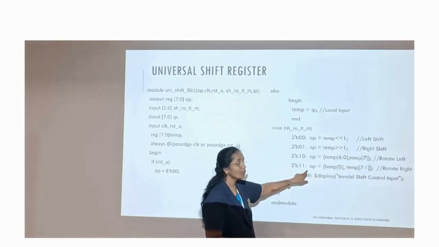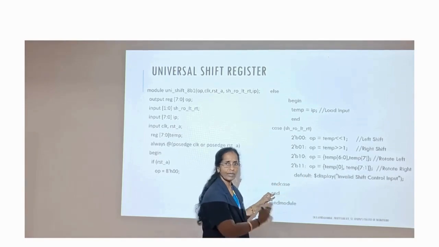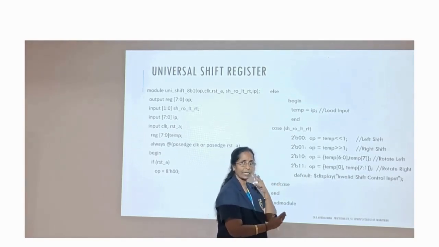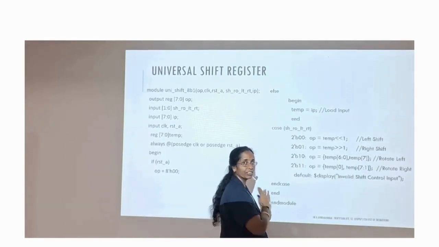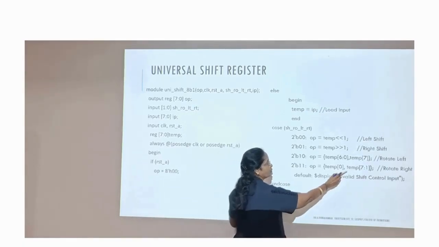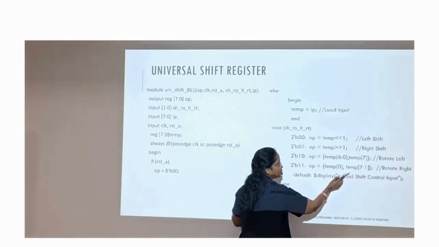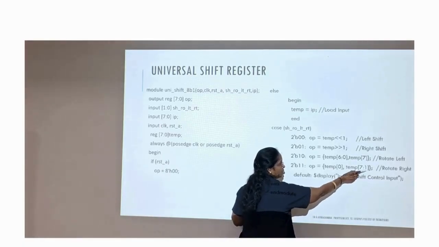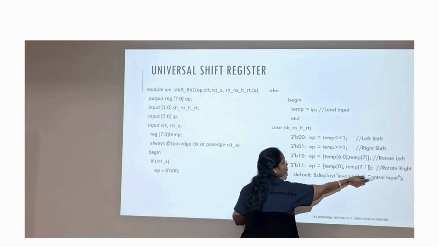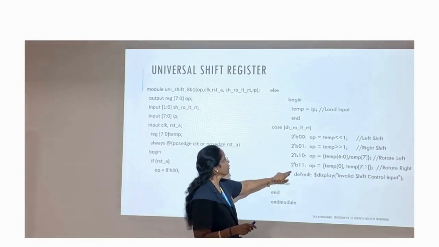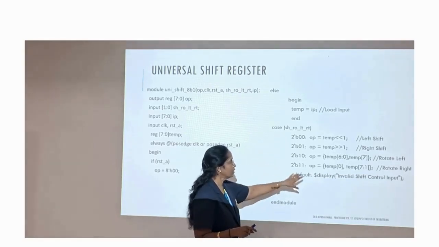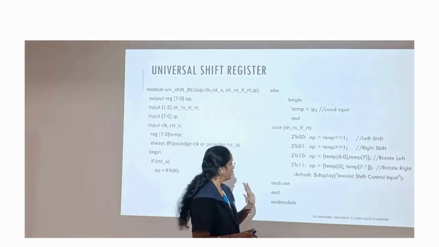If it is rotate right, you are shifting it rightwards and the LSB bit will move to the MSB bit. Therefore, the first position comes to the 0th position and so on. So bits 1 to 7 occupy the positions of 0 to 6, and bit 0 now comes to the MSB bit. So this is the thing. If these cases are not there, it will display the invalid shift control input.